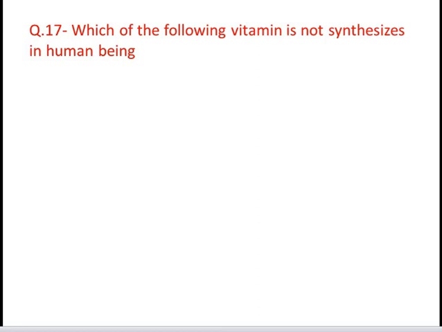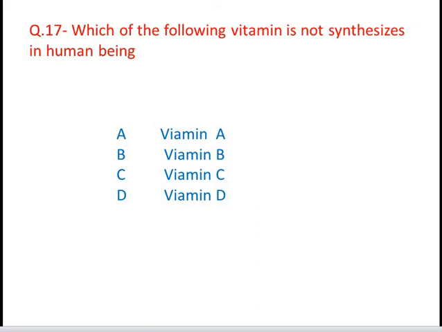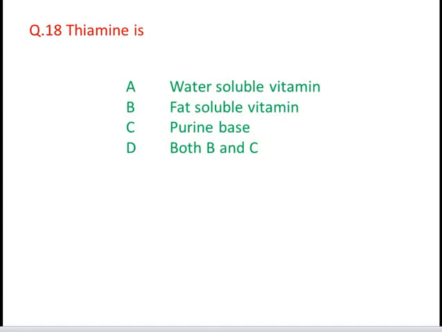The next question is, which of the following vitamins is not synthesized in human beings? So the four options are vitamin A, vitamin B, vitamin C and vitamin D. Yes, the correct answer is vitamin C. Vitamin C is not synthesized in our body because the enzyme which is required for synthesizing this vitamin is not present in our body. The next question is, thiamine is. These are the four options: water soluble vitamin, fat soluble vitamin, purine base, both B and C.